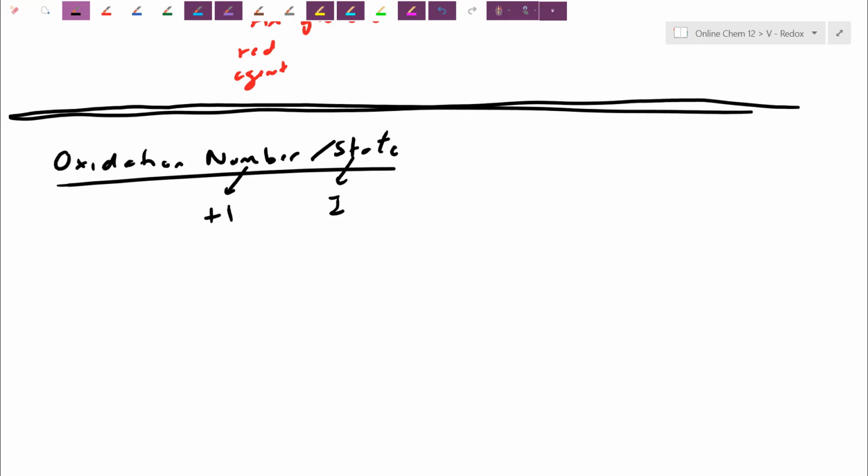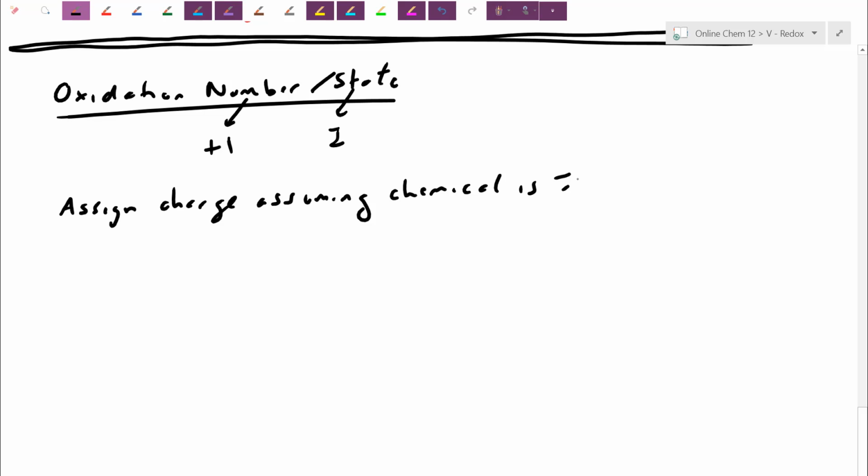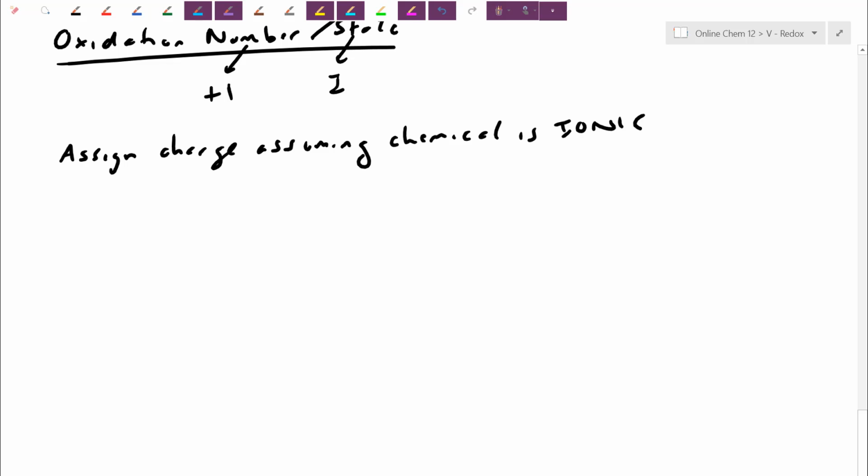How this system works is, when you assign oxidation numbers, we're actually assigning a charge, assuming the chemical we're looking at is ionic. Let me just give you a quick feel of this. If the compound is ionic, it's not too hard.